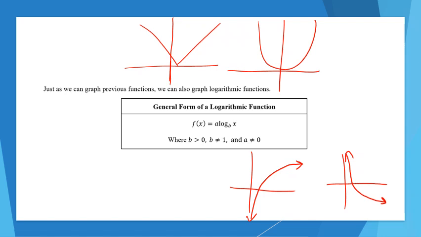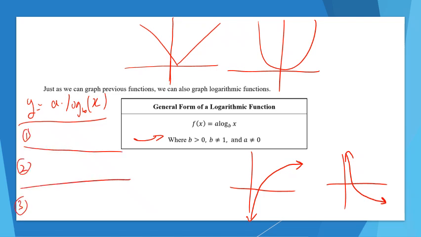The equation is y, or f of x, equals a times log base b of x, and that's our equation. You can replace y with f of x. It's the same thing. And now there are three restrictions, three criteria that we have here. So let's look at each criteria in depth.